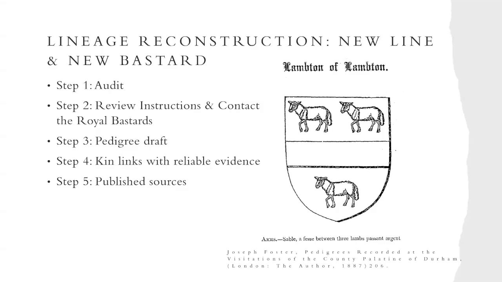Step 1, audit. Step 2, review instructions and contact the RBs. Step 3, draft a pedigree. Step 4, kin links and reliable evidence. And then step 5, published sources.